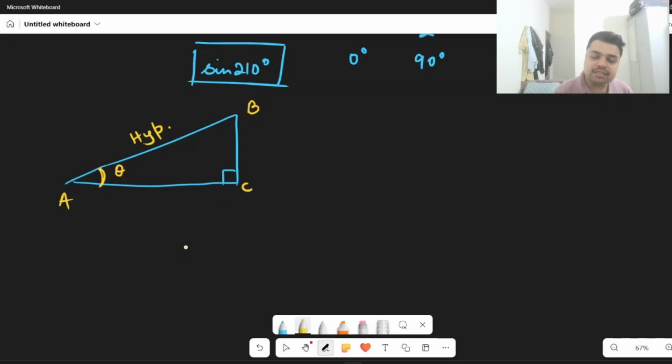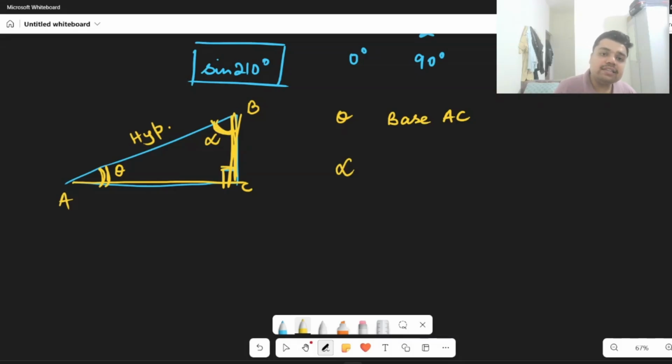What is the base actually, class? Base is a supporting side which supports theta and the 90 degrees. So AC is acting as a base for this theta and this 90 degrees. So for theta, my base is AC. And let's say this is alpha. For alpha, what will be the base? This BC side is now acting as a supporter for alpha and this 90 degrees. So for alpha, BC is the base, and the other side automatically becomes the perpendicular.